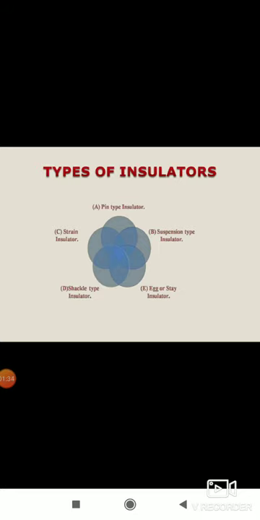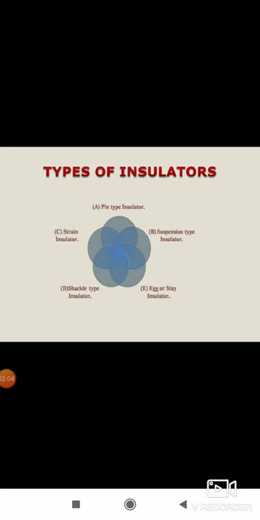What are the properties of insulation? We just discussed that. Each insulator has high mechanical strength, high dielectric strength, high temperature coefficient, is non-porous, and doesn't have any cracks or impurities. These are the properties of an insulator that we discussed in detail in the last session.